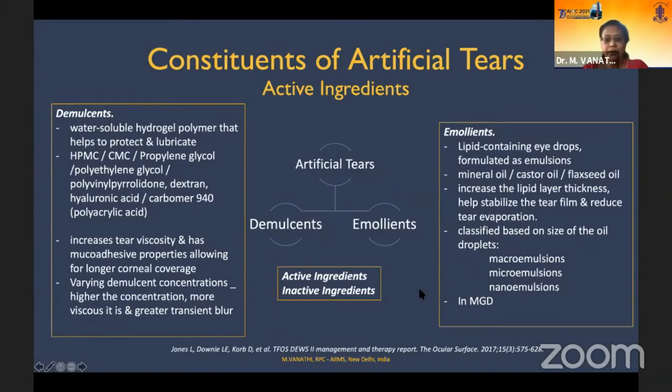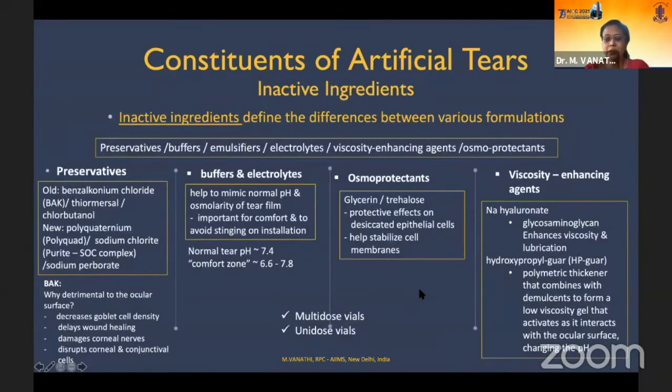They have demulcents and emollients. So basically, they have an active ingredient and an inactive ingredient. The active ingredients are demulcents, which are water-soluble hydrogel polymers, which could be either cellulose-based, or they could be a PEG-PG combination. And they help to increase the tear viscosity, and there are varying concentrations in which they are used, and emollients are basically lipid-containing formulations, which would increase the surface retention.